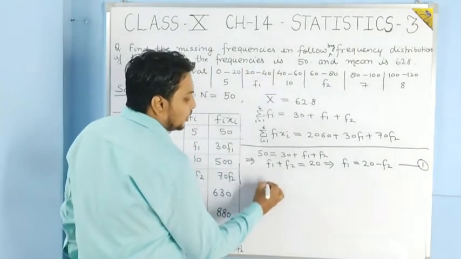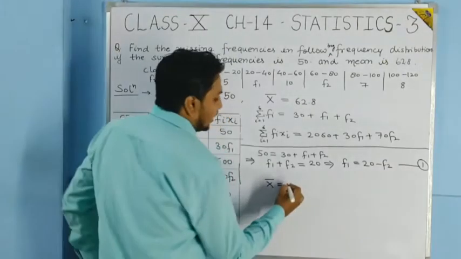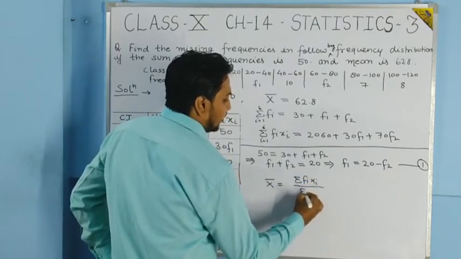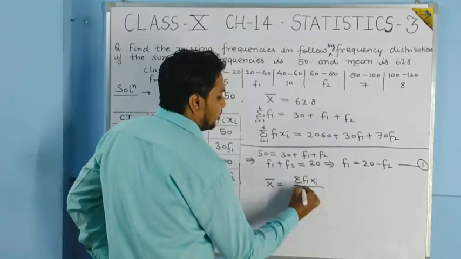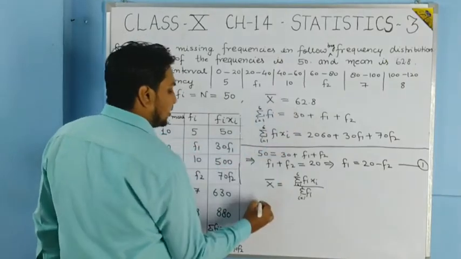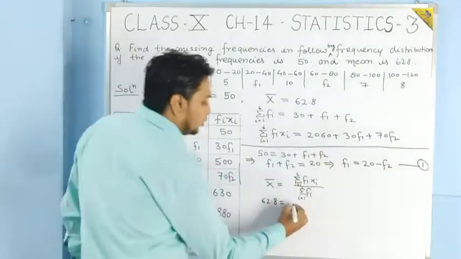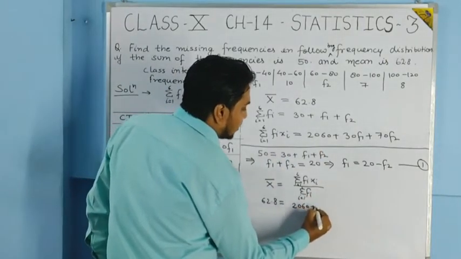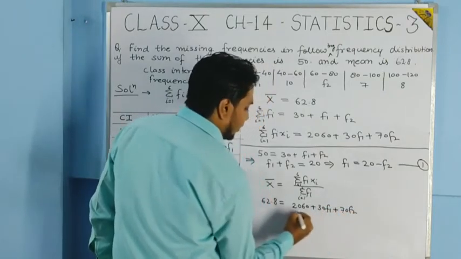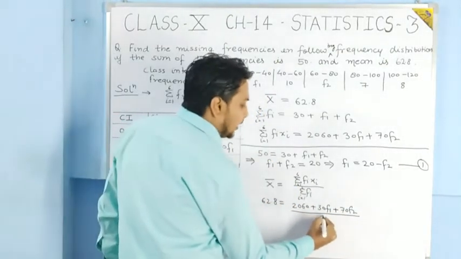Now students, we know the formula of mean. The formula of mean is sigma FiXi upon sigma Fi, where i is equal to 1 to 6. X bar is given, it is 62.8. Sigma FiXi is 2060 plus 30 F1 plus 70 F2, and upon the value of sigma Fi we can directly put it as 50.